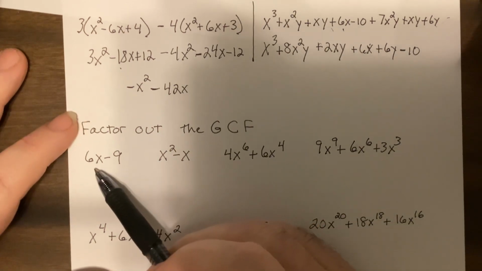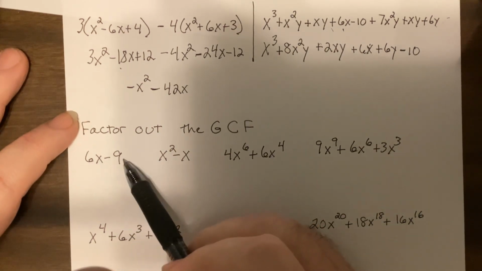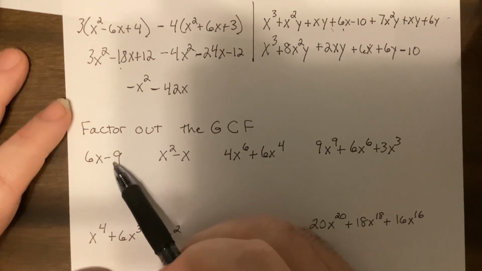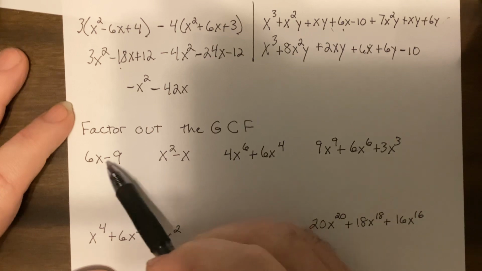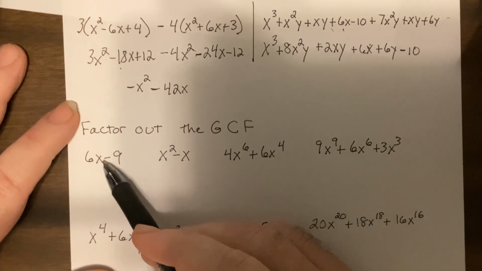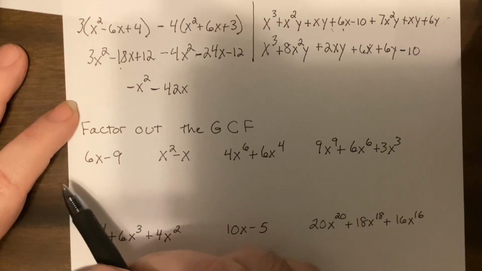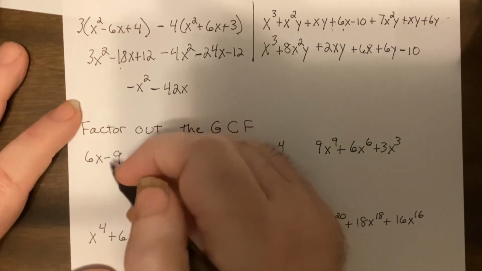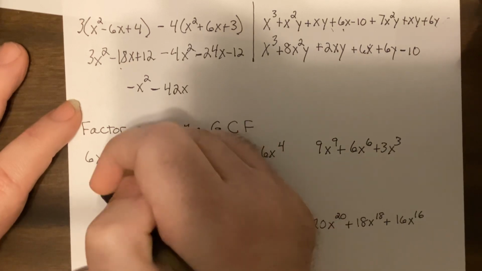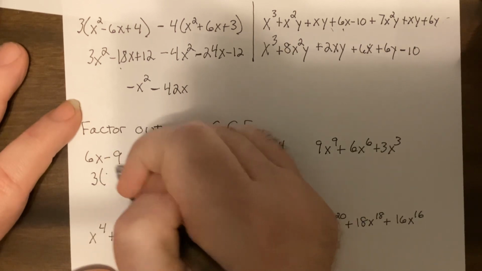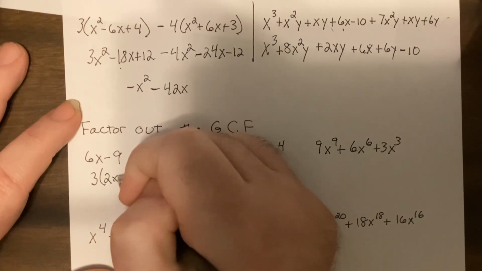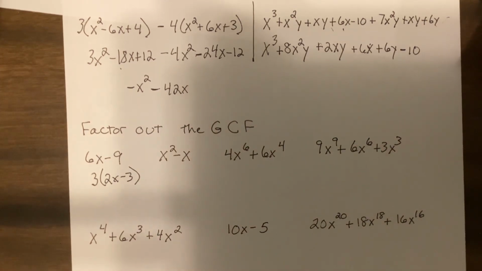So we start off by saying what number goes into 6 and 9. Then once you get the number, you say, okay, what's the lowest power x occurs if it's the variable, which I usually use x. So in this case, x is not in both terms, so it's not part of the factoring. So 6 and 9, the number that's in common is 3. So then I'd go 3 times what is 6x minus 9? It'd be 2x minus 3. So that's all factoring is, breaking up to its factors.